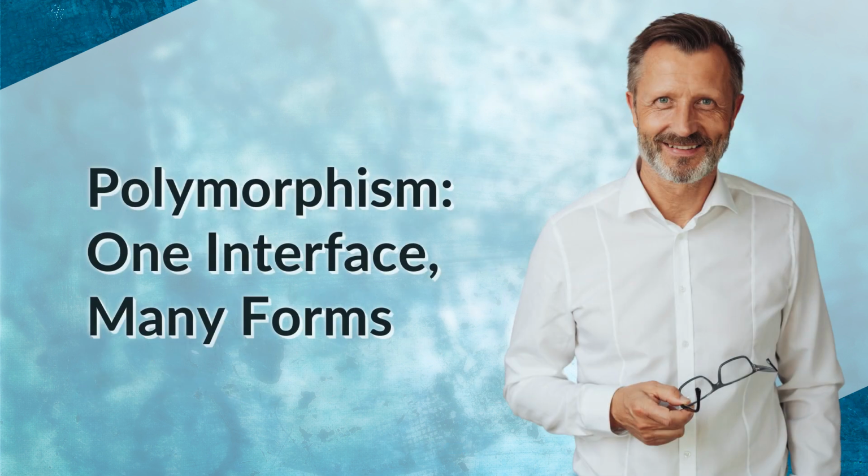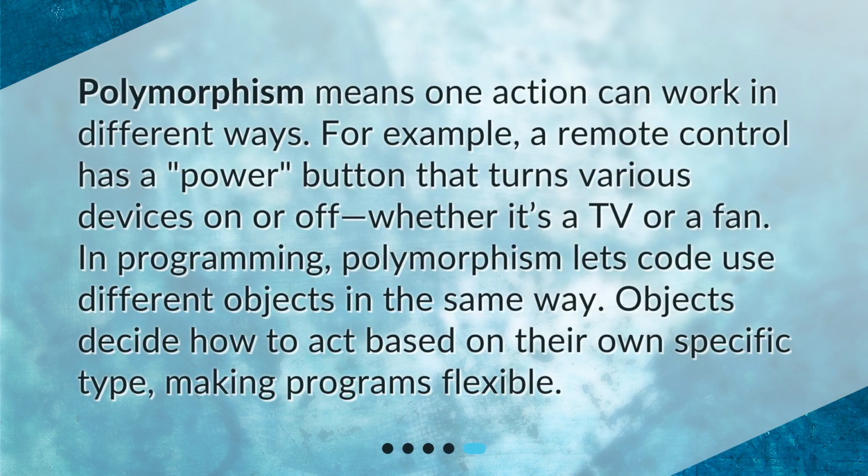Polymorphism, one interface, many forms. That's polymorphism, which means one action can work in different ways. For example, a remote control has a power button that turns various devices on or off, whether it's a TV or a fan. In programming, polymorphism lets code use different objects in the same way. Objects decide how to act based on their own specific type, making programs flexible.